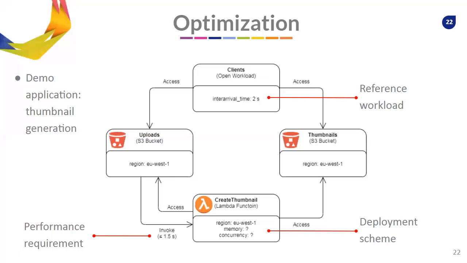Suppose the reference workload of the application is an open workload with a mean interarrival time of 2 seconds. Also, the mean response time of an invocation to the create thumbnail function is required to be no more than 1.5 seconds. We want to find the optimal memory and concurrency of the create thumbnail function such that the total operating cost is minimized under the performance requirement.